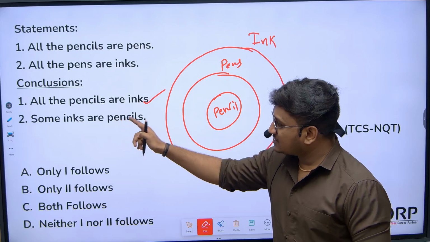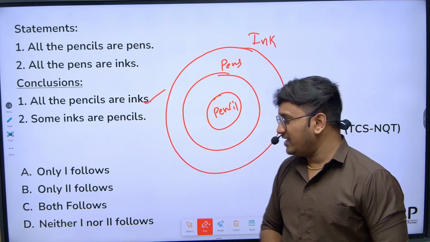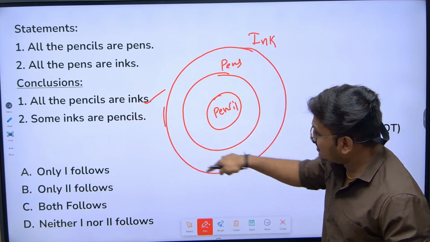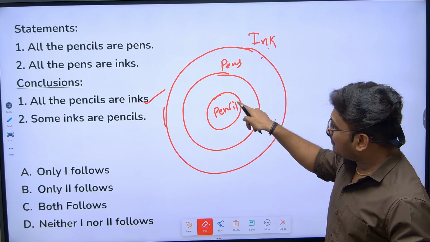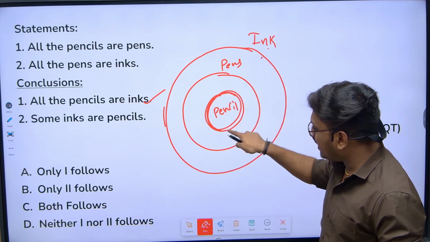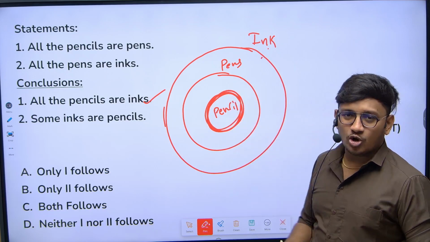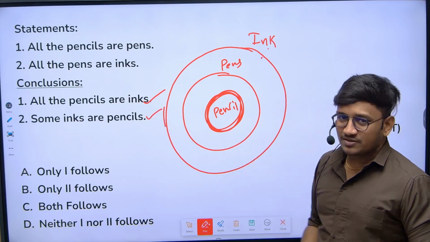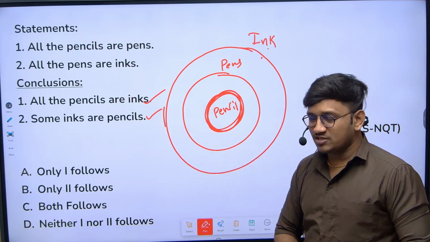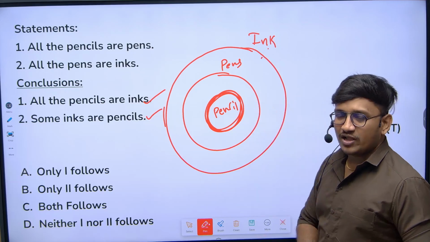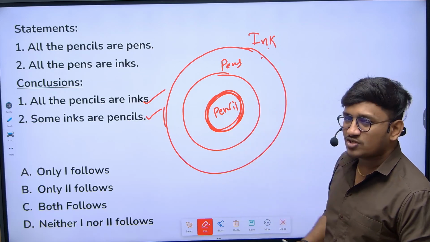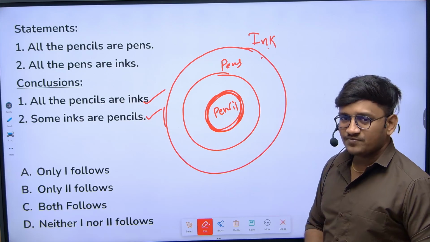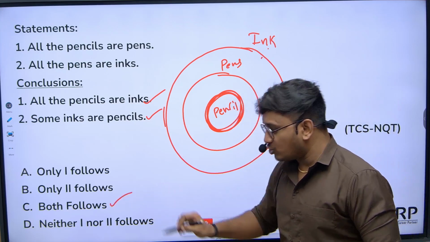Now, some inks are pencils. Some inks are pencils means this circle represents the area, this entire area is the ink area. So some part of ink is occupied by whom? Pencil. Some part of ink is occupied by pencil. So I can say that this conclusion is also correct, because we cannot prove that the conclusions are wrong, so we have to accept them. Those two conclusions given in the question are correct. So the answer is both follow.